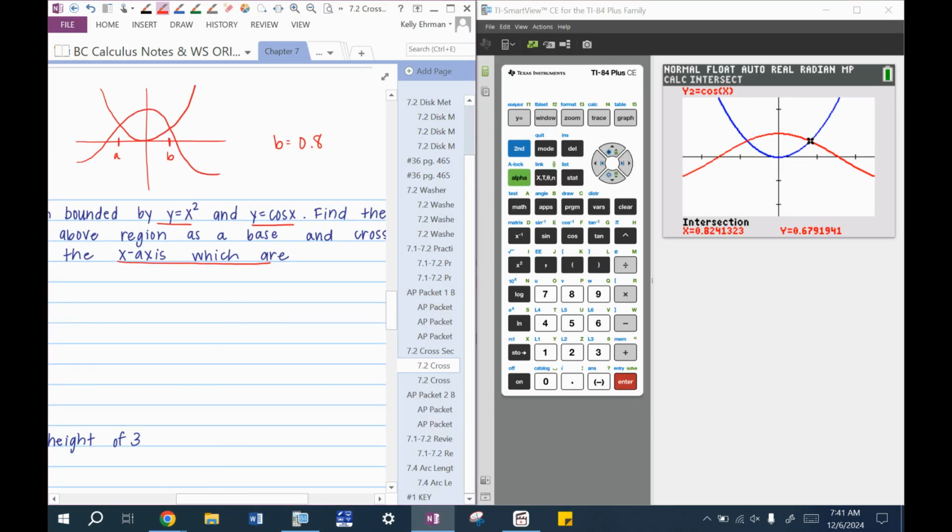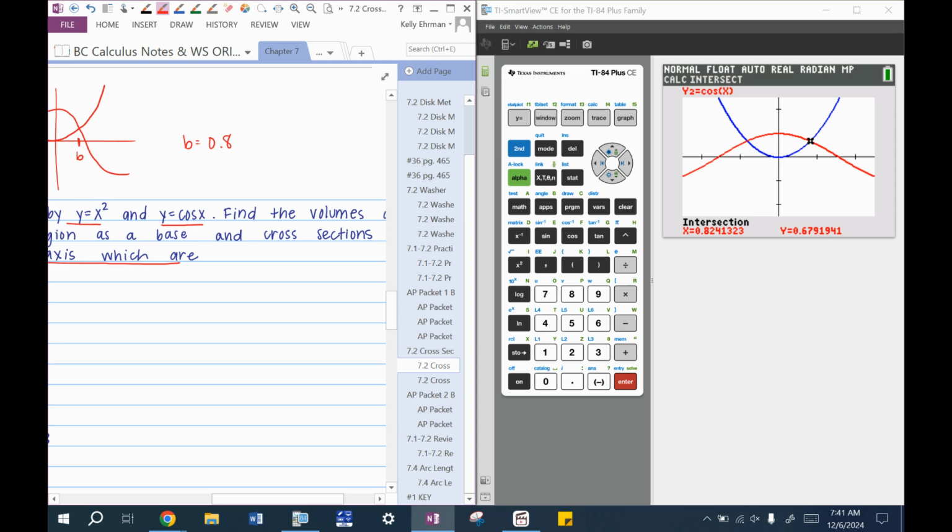0.8 something. Let's see. 0.824133. You can find the other one. It might be off by a decimal place or two, but these are symmetric functions, right? X squared is an even function. Cosine x is an even function. They have y-axis symmetry. So I'm just going to say A is the negative version of this. Save myself a little bit of time on my calculator.